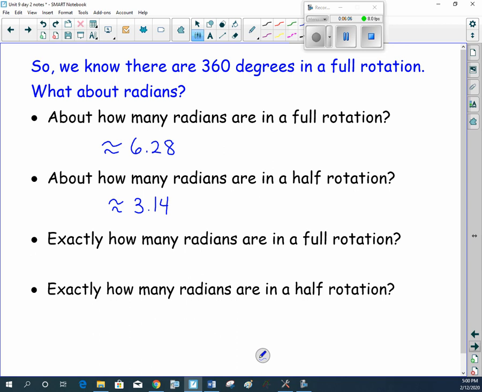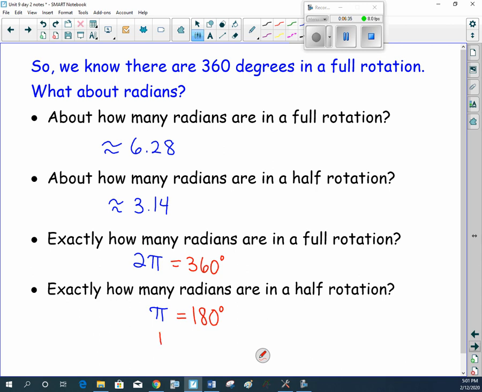Exactly how many radians are in a full rotation? That's 2 pi. Exactly how many radians are in half a rotation? That would be pi. Remember, a full rotation is 360 degrees. Half a rotation, that's a semicircle, and a semicircle is 180 degrees. This is what we're going to use to convert back and forth.